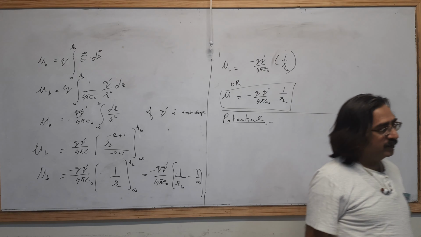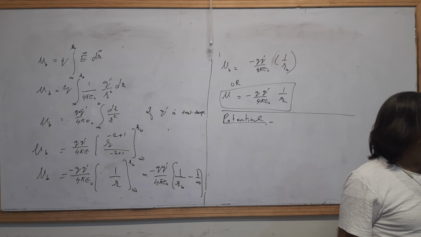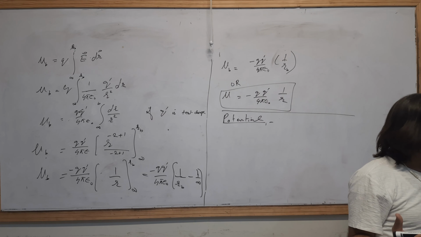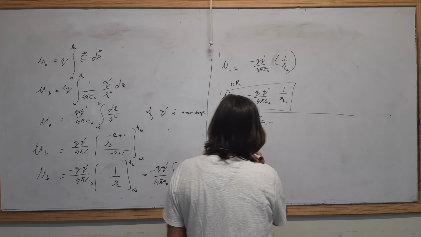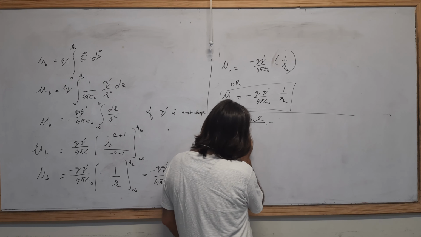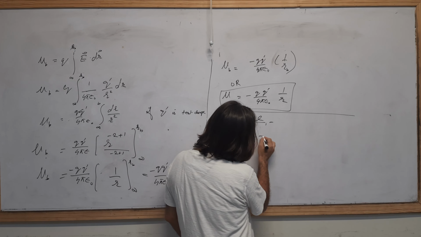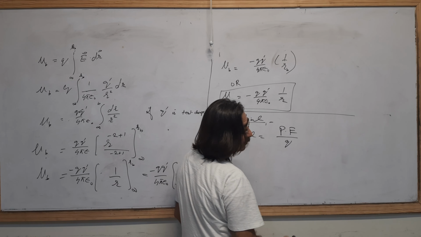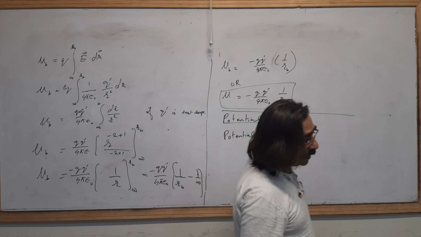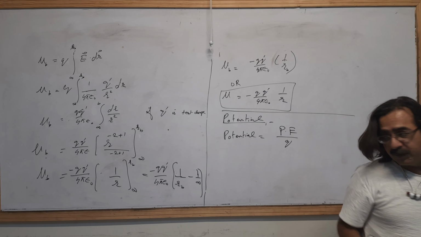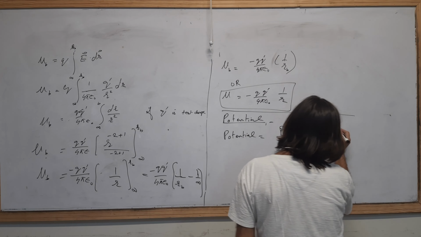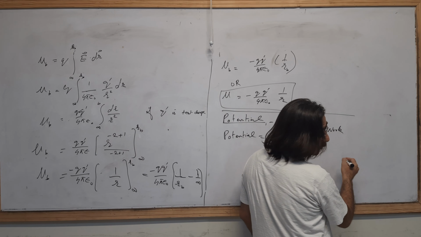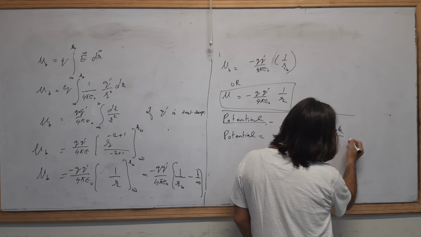What is the potential difference? That is potential energy per unit charge. What is the definition of potential? Potential is potential energy per unit charge, Q. And what is the potential energy? Potential energy, I have already said, is the work.